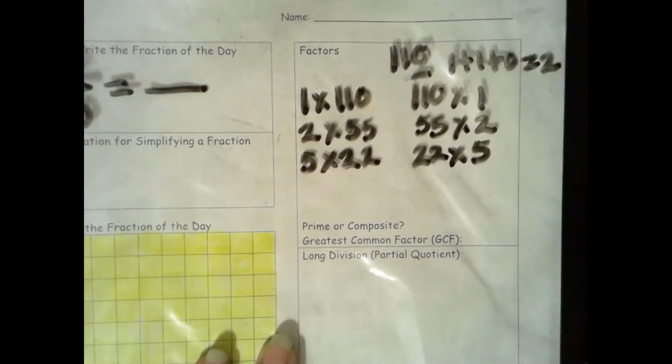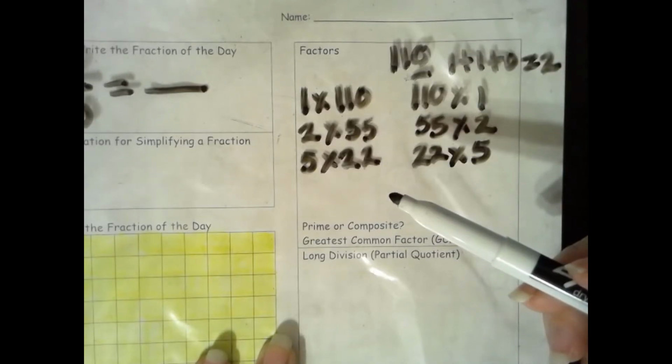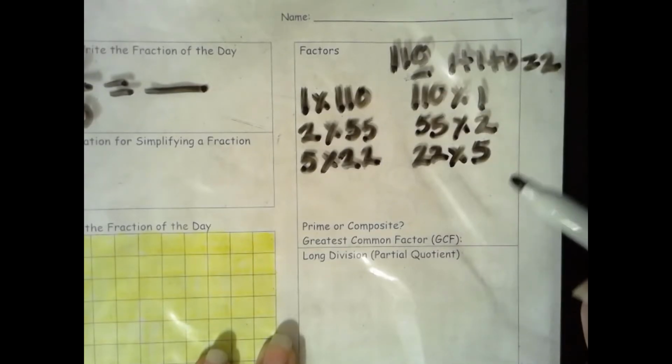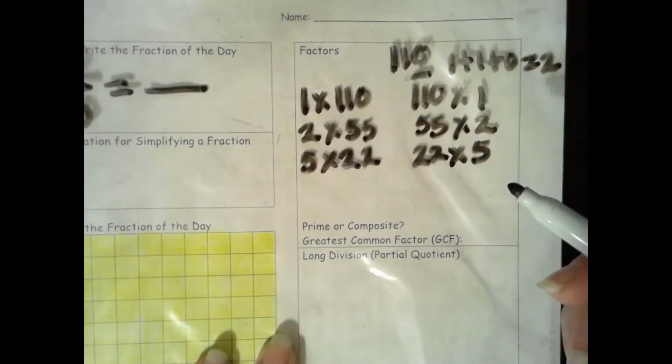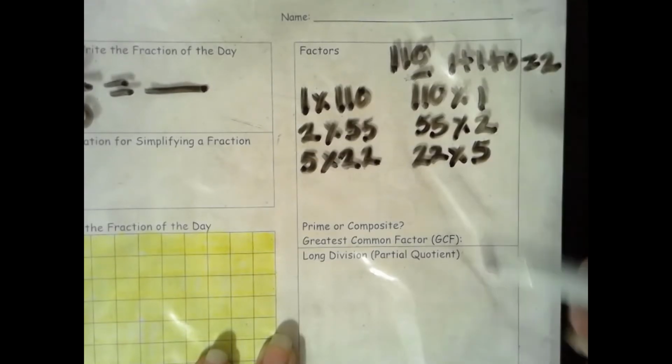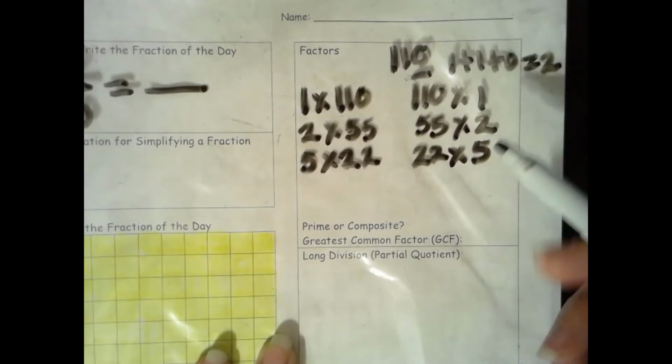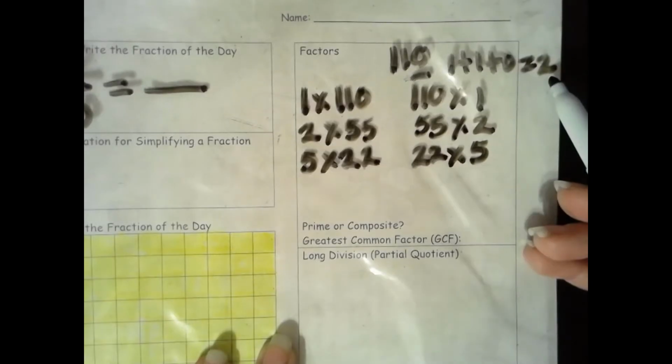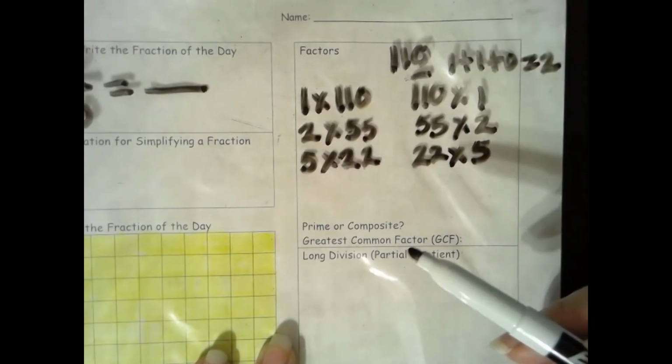We try 7. 7 times 10 is 70, 77, 84, 91, 98, 105, 112. 110 is not in that list, so 7 is not a factor. We try 8. 8 times 10 is 80, 88, 96, 104, 112. 110 is not in that list, so 8 is not a factor. We try 9. 9 has the same rule as 3. We add the digits together and get 2. 2 is not a multiple of 9, so 9 is not a factor.